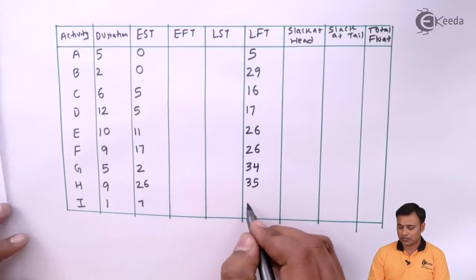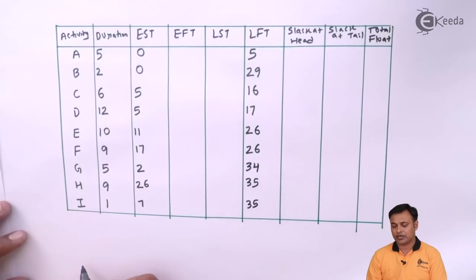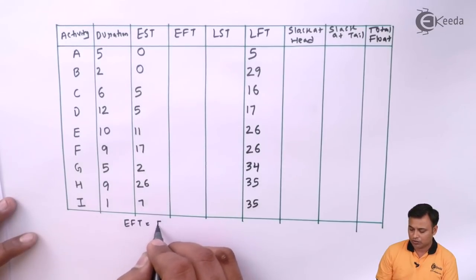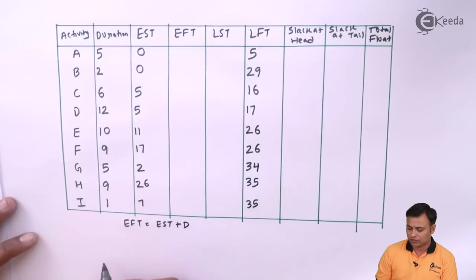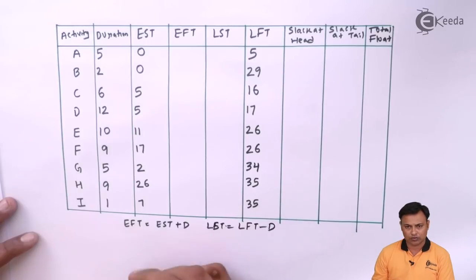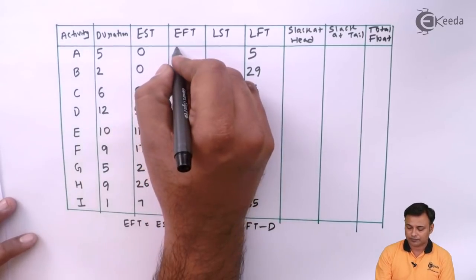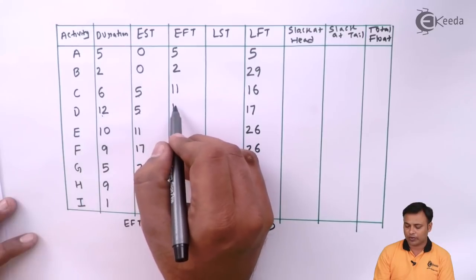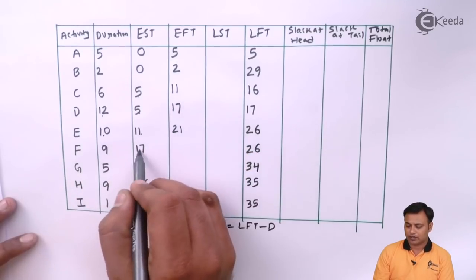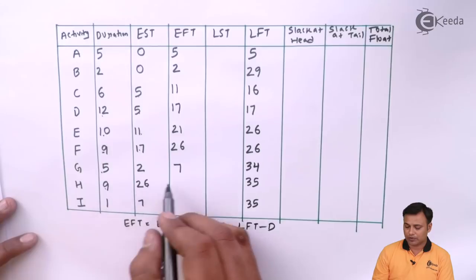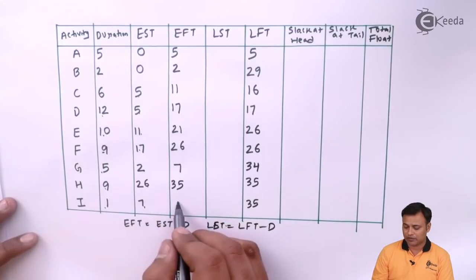So we'll first fill up the earliest starting time and the latest finishing time. Now to get the earliest finishing time, we use the formula: earliest finishing time equals earliest starting time plus duration. So it will be 0 plus 5, 0 plus 2, 5 plus 6, 5 plus 12, 11 plus 10, 17 plus 9, 2 plus 5, 26 plus 9, and 17 plus 1.